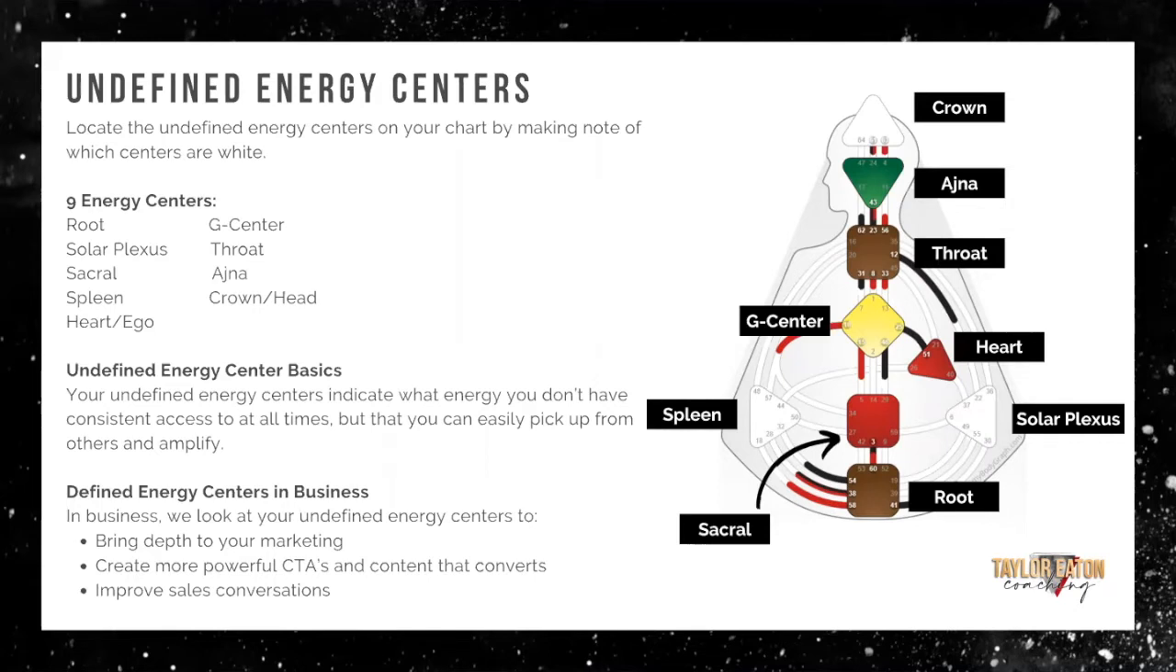Now, the undefined energy centers in your chart indicate what energy you don't have consistent access to at all times. So for example, this person doesn't have consistent access to intuition and to what's safe and what's not, right? Which is governed by the spleen center. That's the fear, survival, instinct and intuition center in the chart. And this person doesn't have consistent access to it because the spleen center is undefined.